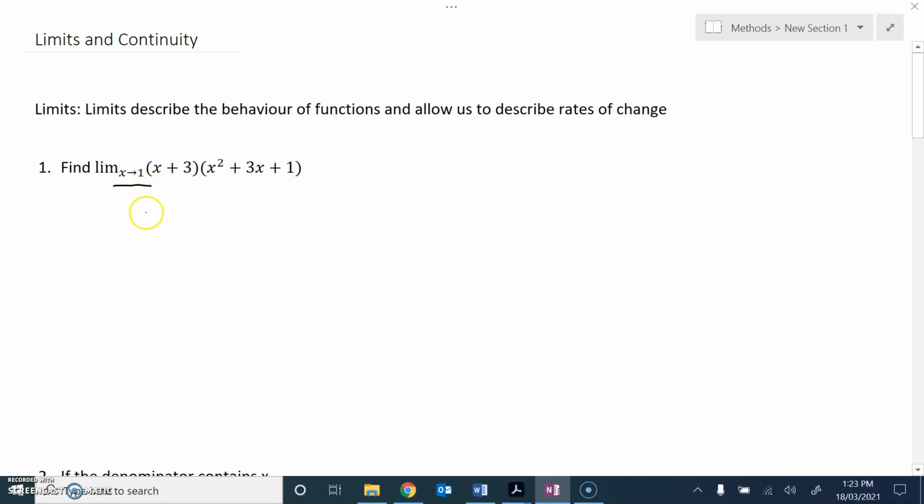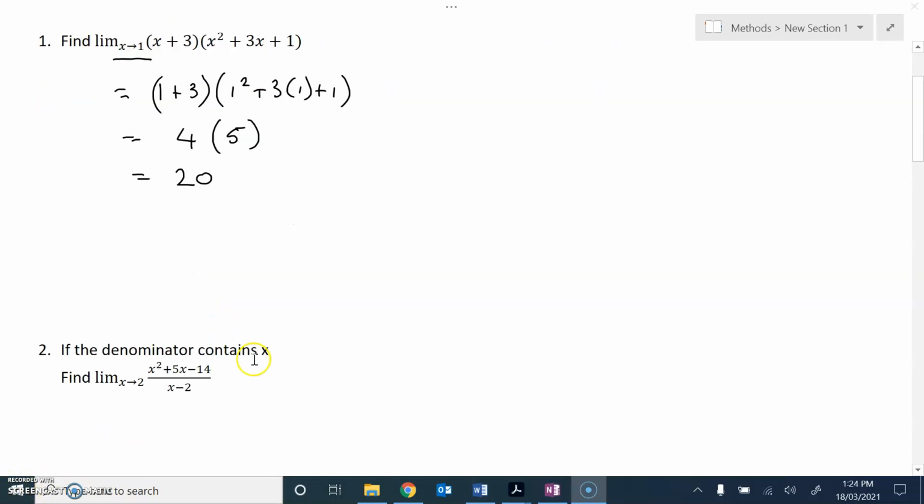So what do we do? We just substitute 1 into that spot. So we say equals 1 plus 3, and then we put 1 squared plus 3 times 1 plus 1. That gives me 4. 1 plus 3 plus 1, so that's 4, 5. So my limit as x approaches 1 equals 20.